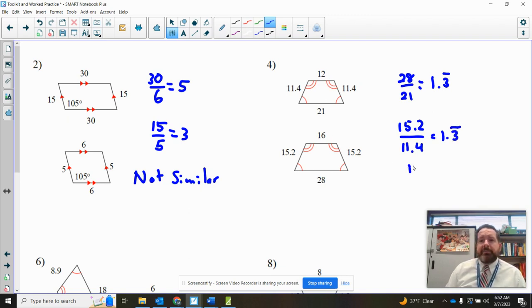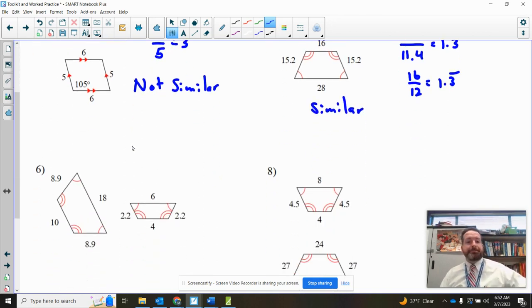And then lastly, this top base on the bottom, top base on the top, 16 divided by 12, matches up again. We got to get the exact same result each time, and yes, these are similar to each other.